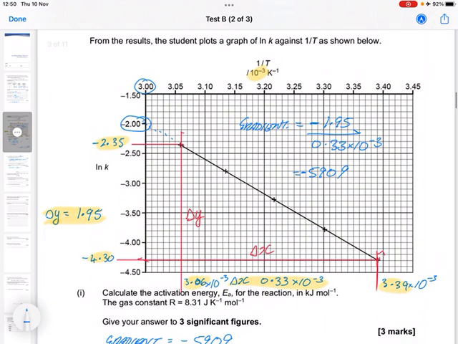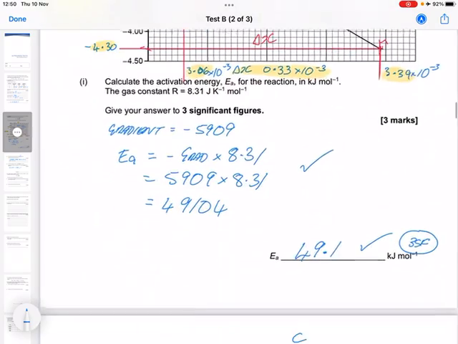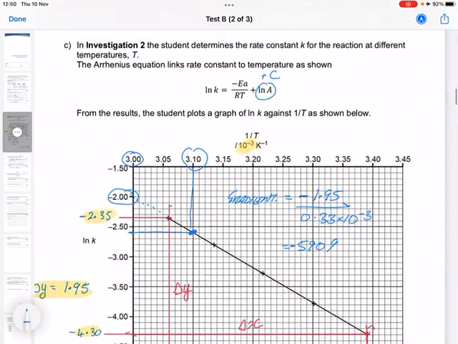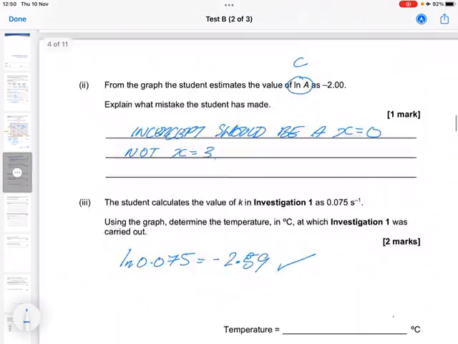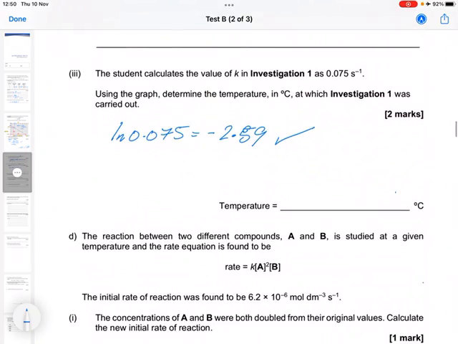2.59 is about here, just shy of that line. So take that across to here. So there's the point at which it crosses, which if I read this up here, the value is 3.1. And it's 3.1 times 10 to the minus 3, remember. So 1 over T equals 3.1 times 10 to the minus 3.